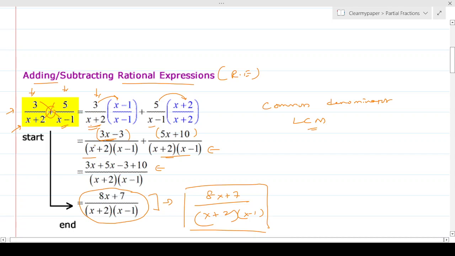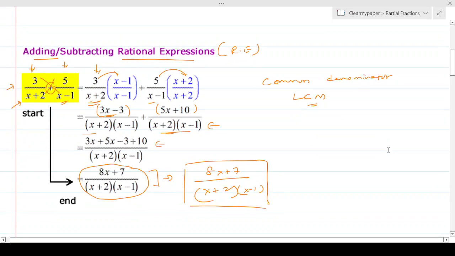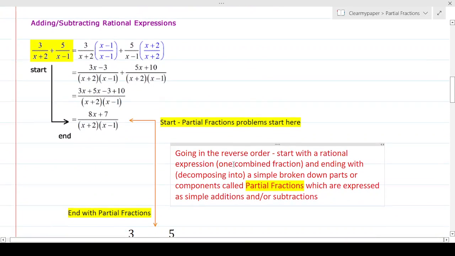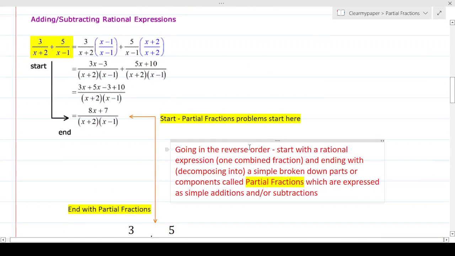And that's how we typically add or subtract two or more rational expressions. So partial fraction is nothing but the exact opposite of this. You started from here in this case and you ended over here. In partial fraction, you do the exact opposite. I've just copied the same thing over here. In terms of adding and subtracting rational expressions, we started over here and we ended over here getting this.